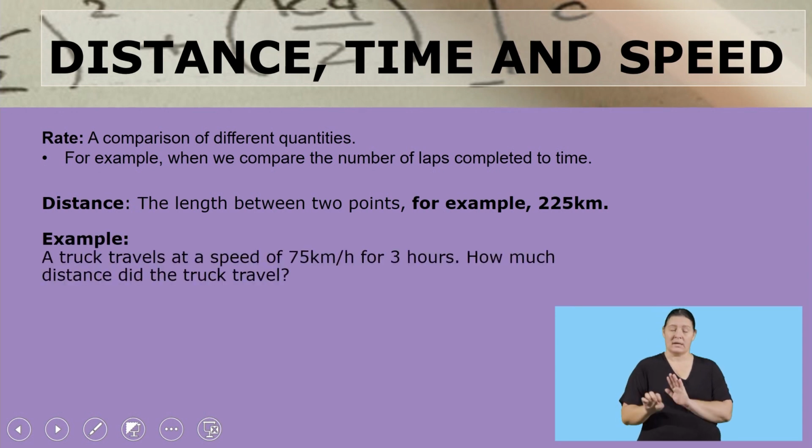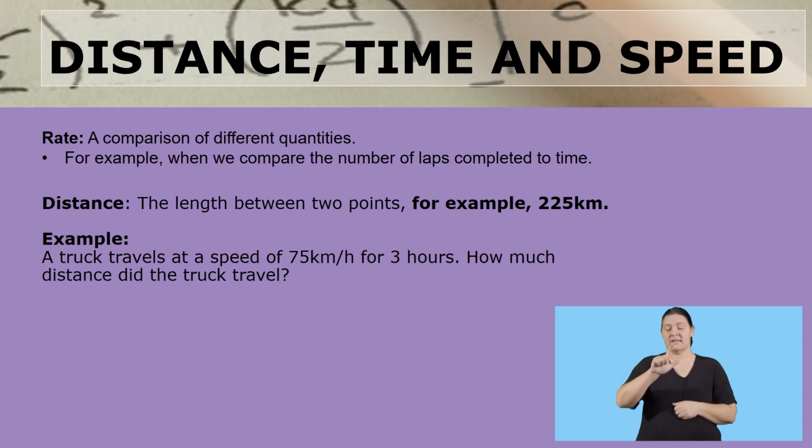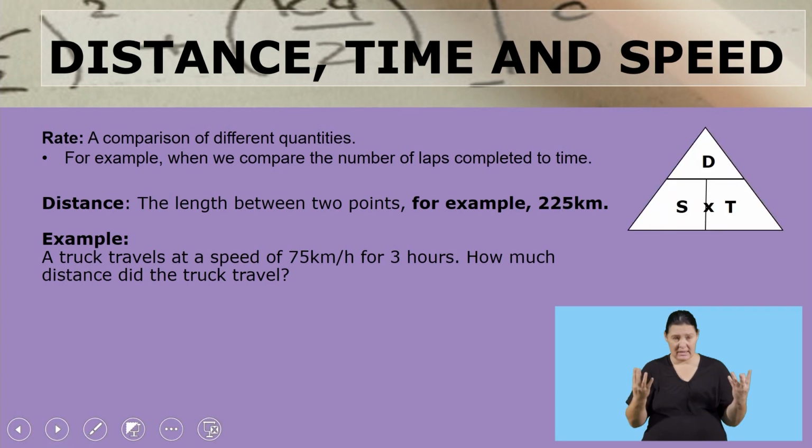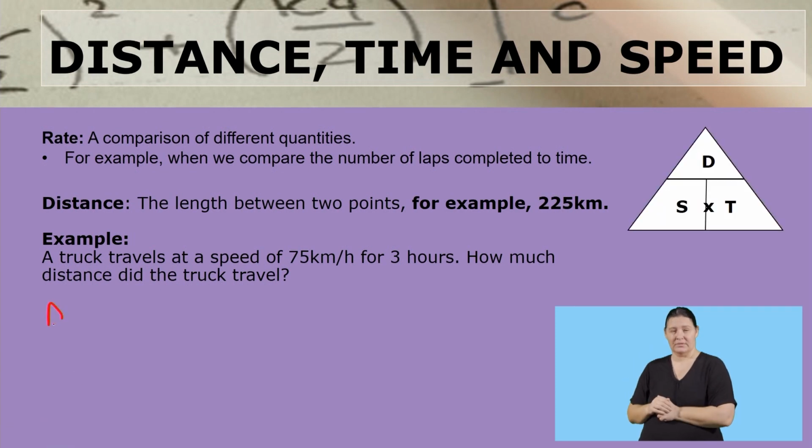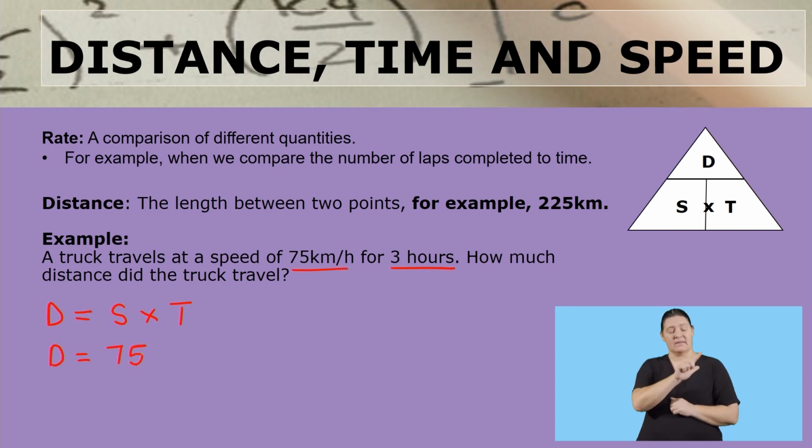So a truck travels at a speed of 75 kilometers per hour for 3 hours. How much distance did the truck travel? So remember we have that diagram to help us. My distance is speed multiplied by time. So in our question, we've been given the speed and we've been given the time. So that simply means that I am going to say 75 multiplied by 3. And when you punch that into your calculator, you will see that 75 multiplied by 3 gives us an answer of 225. And we are going to use kilometers because we are working with distance.